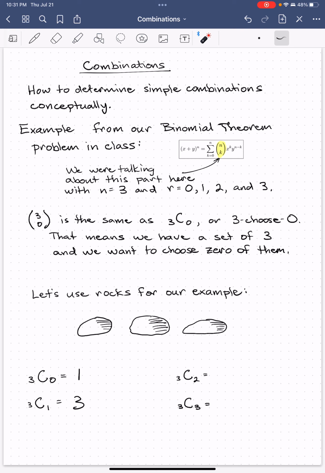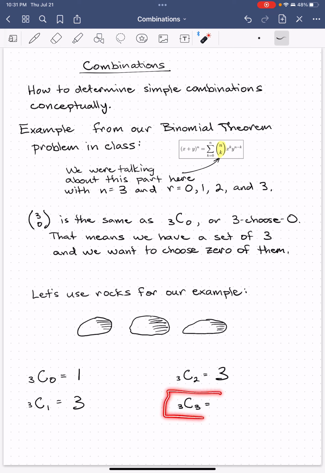Now let's say you've got a little bit more money and you could buy 2 of them. So we're looking at this one now. There's a set of 3 rocks that the vendor has. You have enough money to buy 2 of them. Well, maybe you want to buy these 2. That's one option. So there's 1. Maybe you want to buy those 2. There's another option. But maybe you just want to buy these 2 right here. Just those 2. That's a third option. Those are your 3 possible combinations for 3 choose 2.